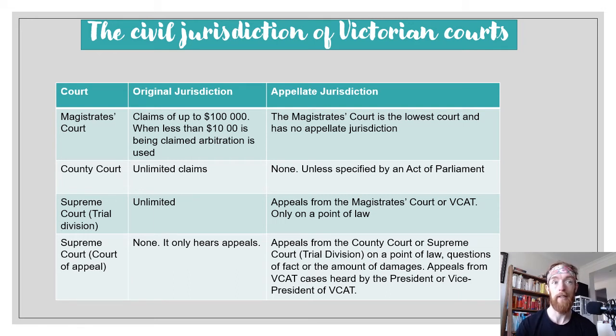Supreme Court trial division is unlimited, and hears appeals from the magistrates court or VCAT only on a point of law. So this is when the law hasn't been applied correctly, it goes to the Supreme Court trial division.